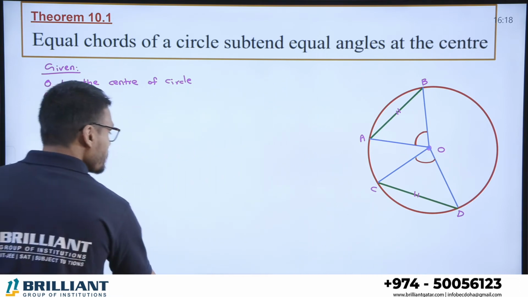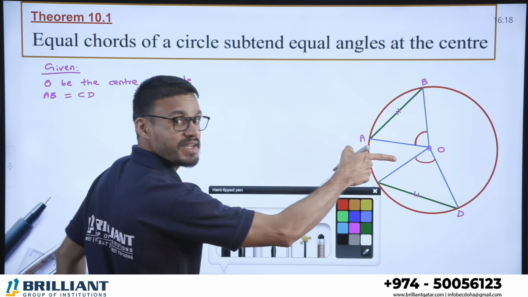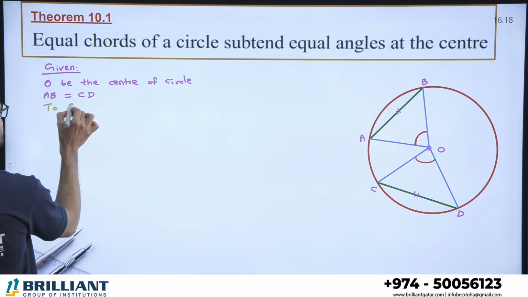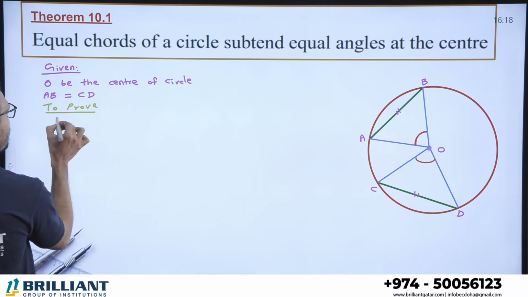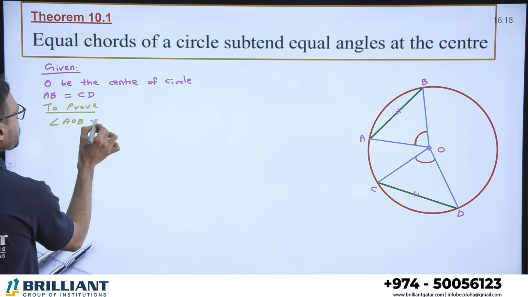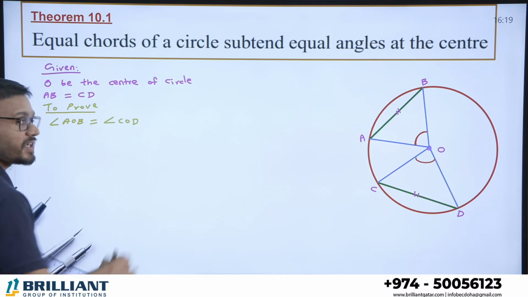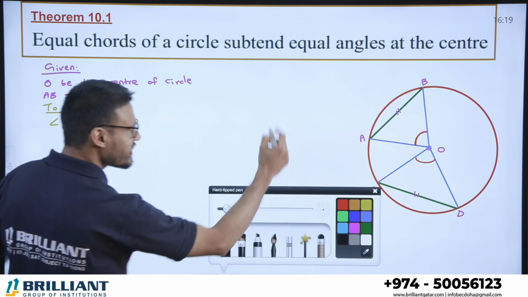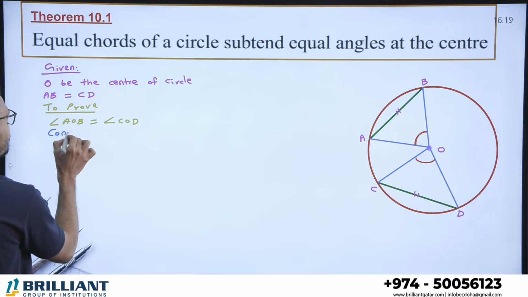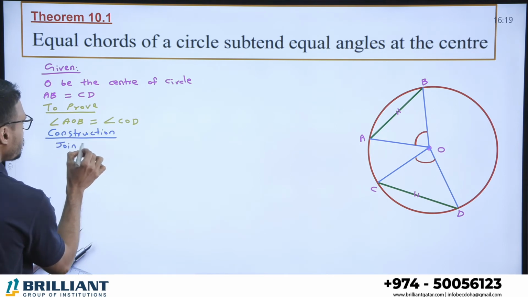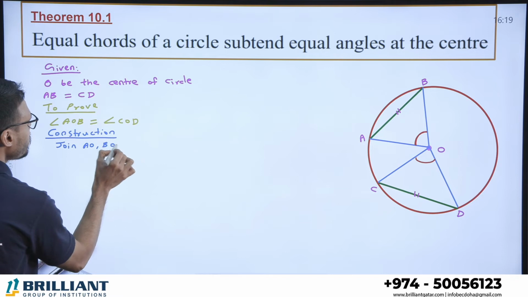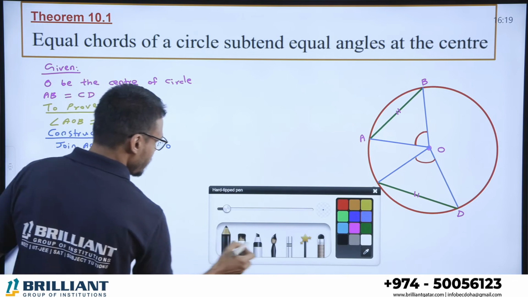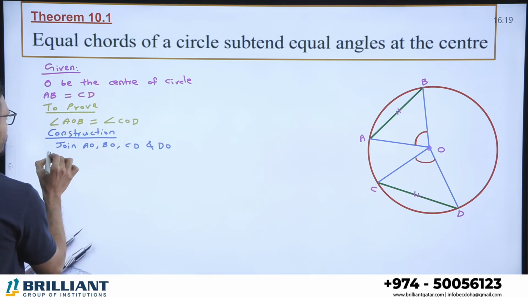Now what do we need to prove here? We have to prove these angles are equal. Which angles? Angle AOB and angle COD. To prove: angle AOB is equal to angle COD. That is what we need to prove. Any construction we need here? Yes, the construction we already made, right? Construction: join AO, BO, CO and DO. That we constructed. Now proof.